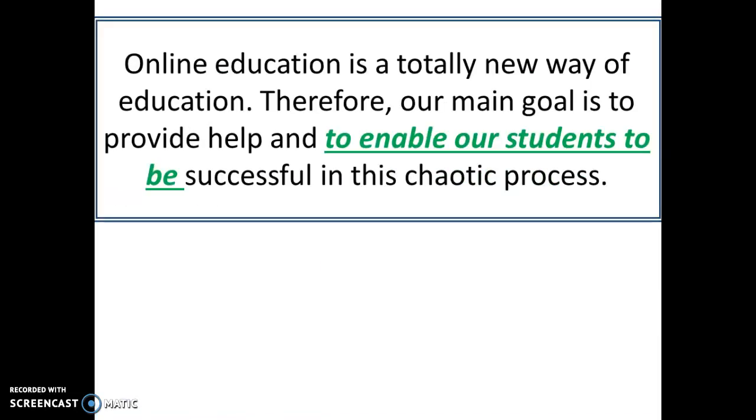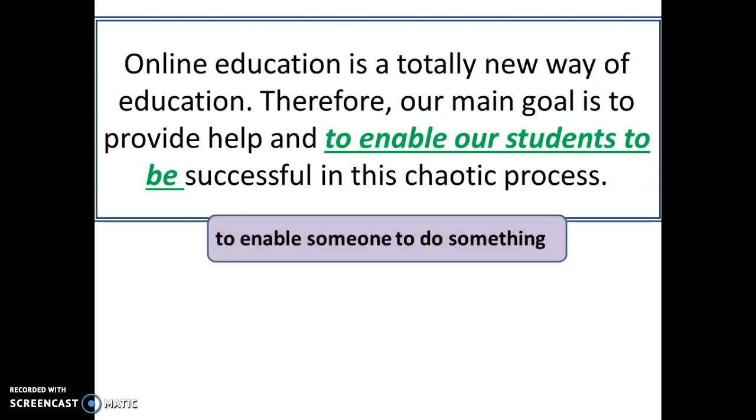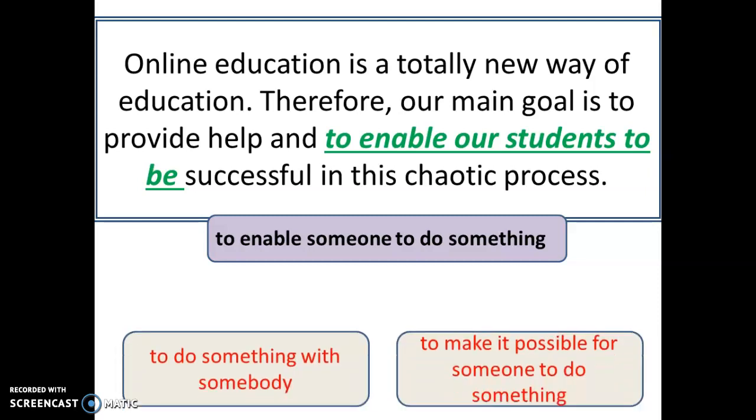And let's start with the first one. Now I want you to read this sentence and look at the green part: to enable someone to do something. And try to guess what this word means. Maybe you know it, but if you don't, please stop the video and then try to understand what it means and choose the best option. Which one means to enable somebody to do something?